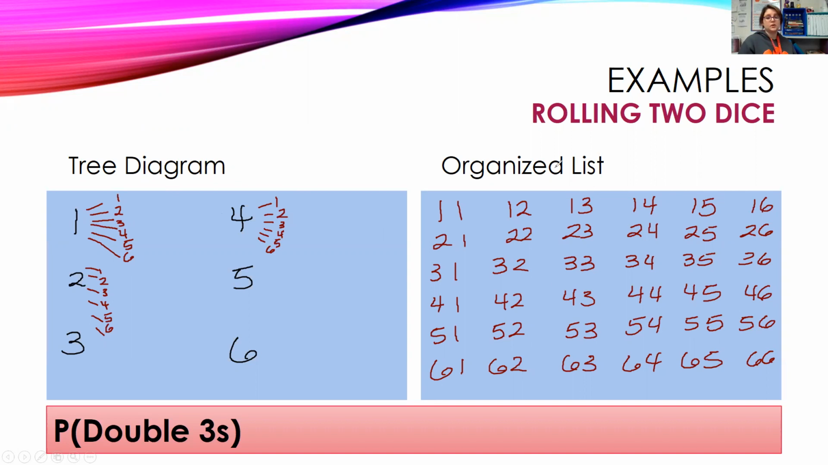So I'm going to use my organized list to find what we're looking for the probability of, and that's the probability of double 3s, 3s twice. So I'm going to go to my 3 row because I need 2 3s. I'm going to see I only have 1 option here. Out of how many total? Well, this is an array, and we know we can find the space inside of an array by multiplying. So I have 6 times 6. So I have 36 outcomes, but only 1 matched what I needed.